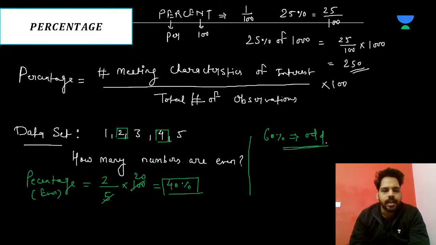So if in this data set I say how many numbers are even, that means even will be 40%. So definitely it's quite obvious that 60% will be odd. Yes or no? Agree or not? If you agree, then please show your thumb or write in the chat box. Do you get it? Right.